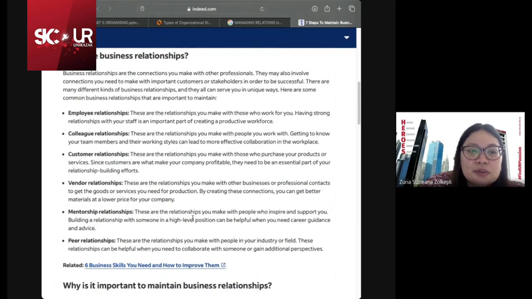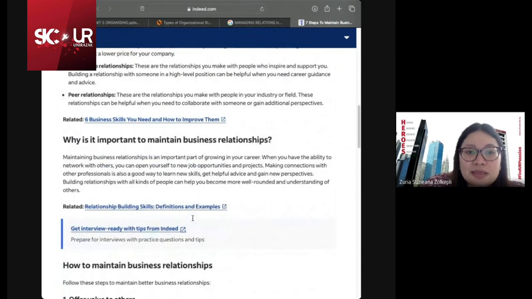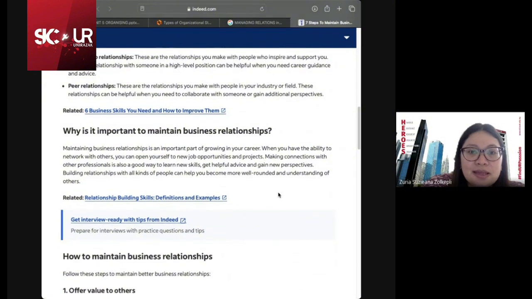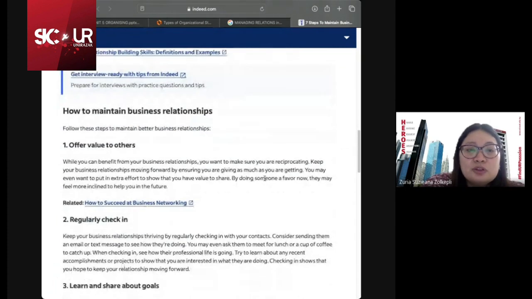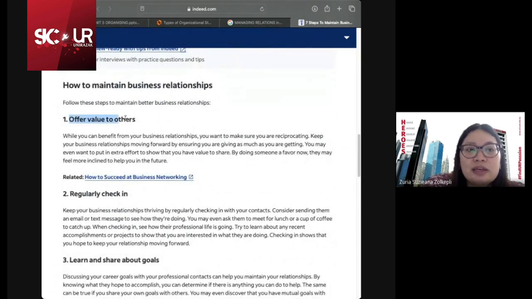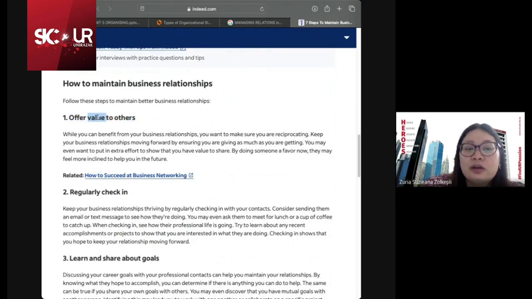So why is it important to maintain these business relationships? Because when you have the ability to network with others, you can open yourself to job opportunities and projects. So how to maintain business relationships is you offer value to others. Value is very important, especially if you are in marketing, value is everything. Value is the main thing. When we pay for something, we would like to get the benefit of it, which is the value.